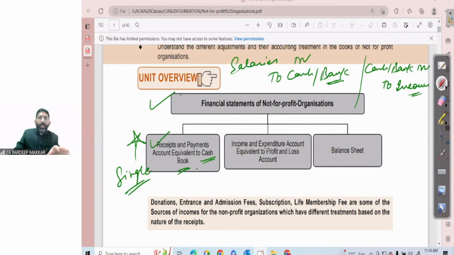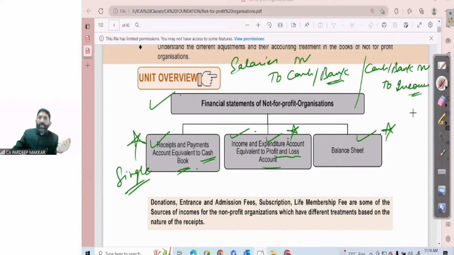Then we have an income and expenditure account, which is another form of profit and loss account. Here trading account is not there. All expenses and incomes are assumed to be entered only at one place, that is the income and expenditure account. And then third is the balance sheet. So these three things will be prepared. Balance sheet will be prepared as we prepared earlier. Just minor important points will come to our notice.